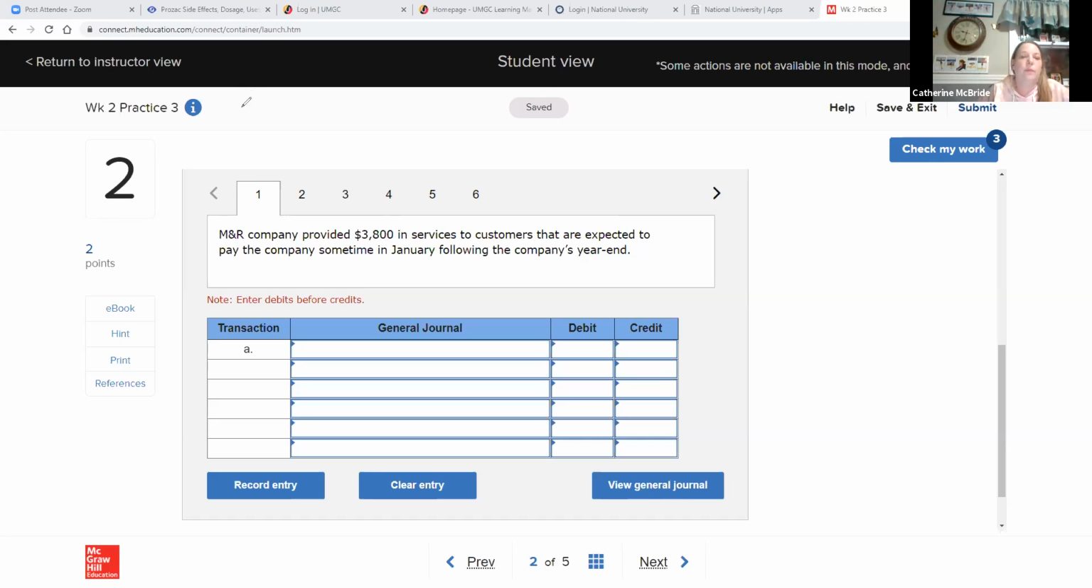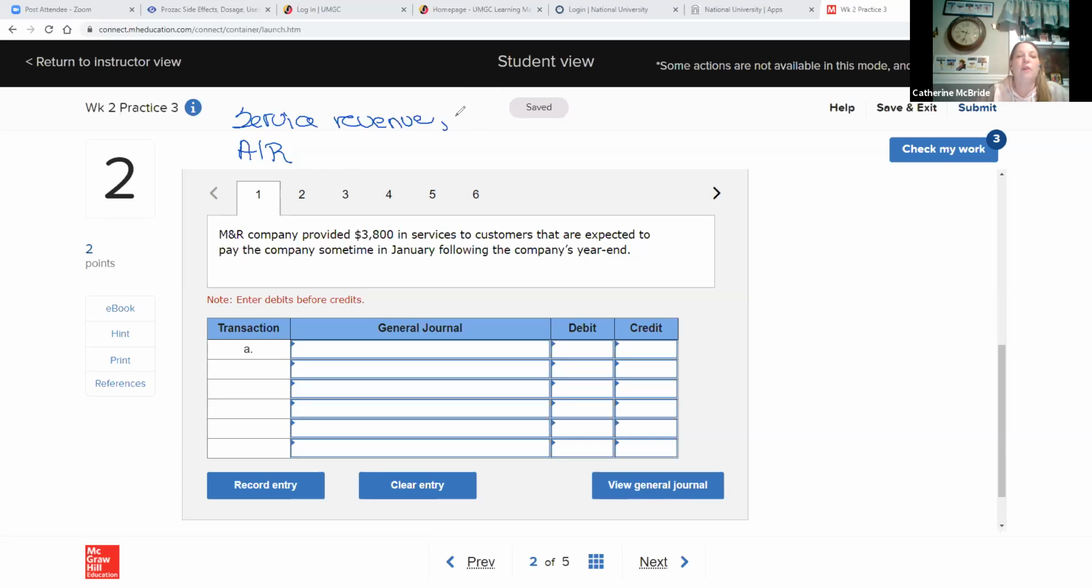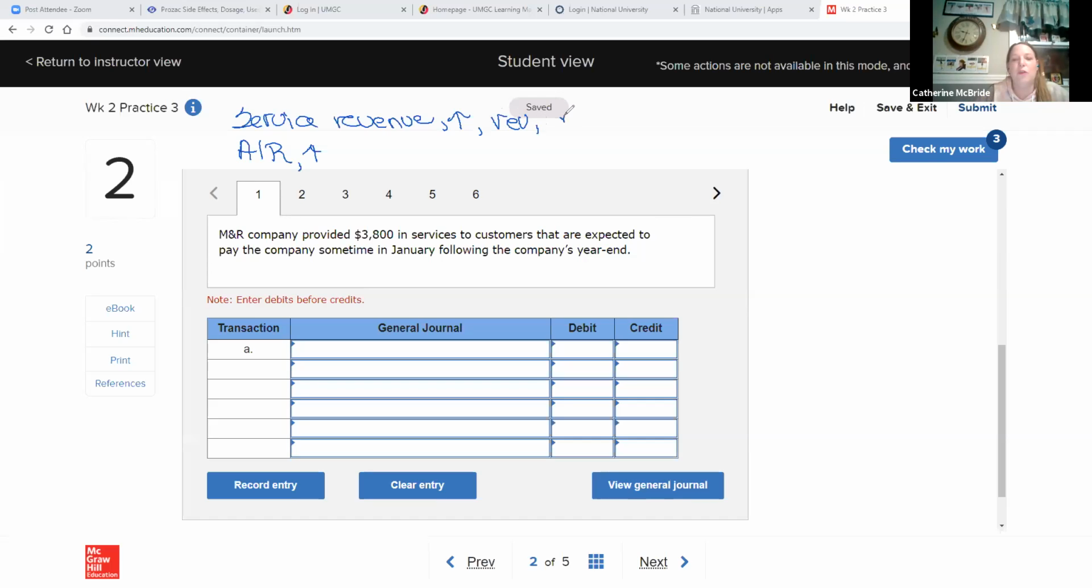So we have 2 accounts. We're going to record service revenue. And if we haven't been paid yet, what do you think the other account is? Accounts receivable. Yep. So did service revenue increase or decrease? Increased. Did accounts receivable increase or decrease? Increased. What type of account is service revenue? Revenue. And you're right, you do credit it.